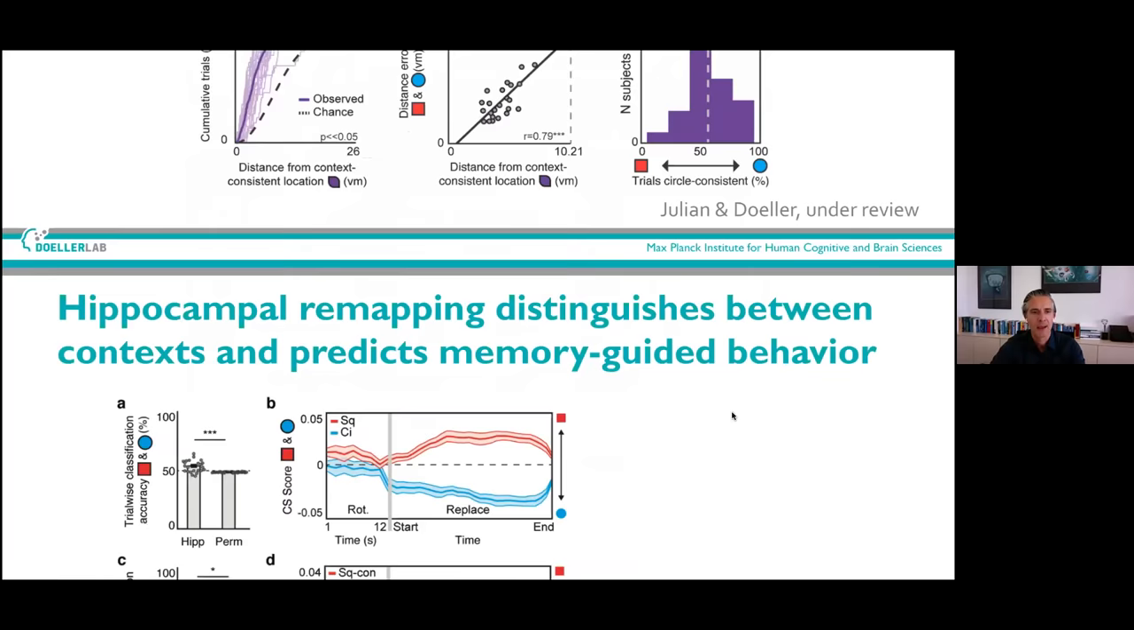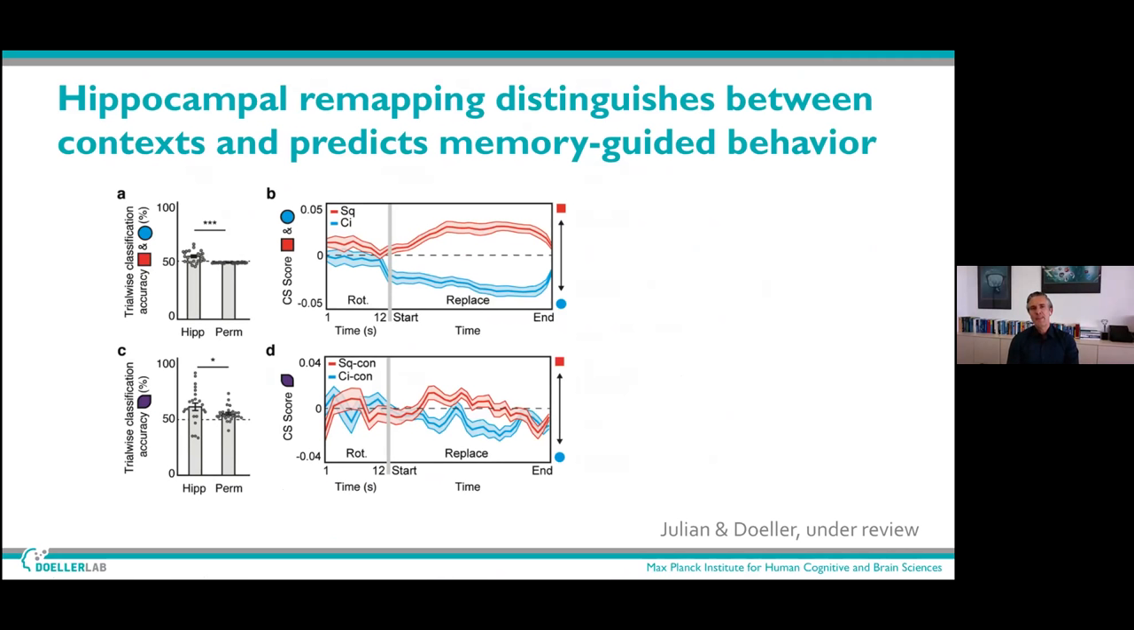Coming to the fMRI data, first focusing on the hippocampus. What we see in plot A is we train a multivariate classifier on the fMRI data in the original learning sessions, to classify, based on fMRI activity during the replace phase in the environments, whether we can decode from hippocampal activity whether participants are in either the square or the circle environment. And we can do that significantly from hippocampal activity.